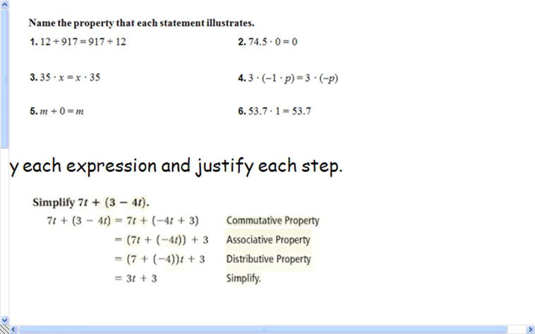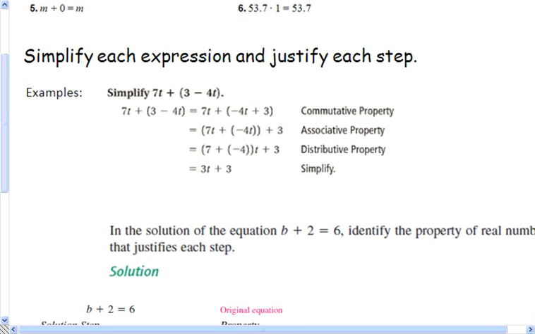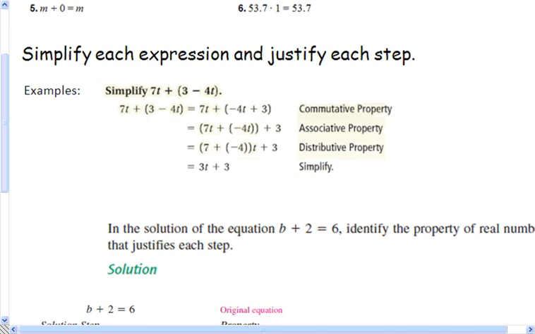All right. So we're going to name each of these properties, and I think we'll do that in class. We're also going to do some simplifying of expressions here. I'll just show you how this works a little bit with this example, and then I'll do one with you. Right here, we want to simplify this: 7t plus 3 minus 4t. What you should notice is there are some like terms there that can be combined.